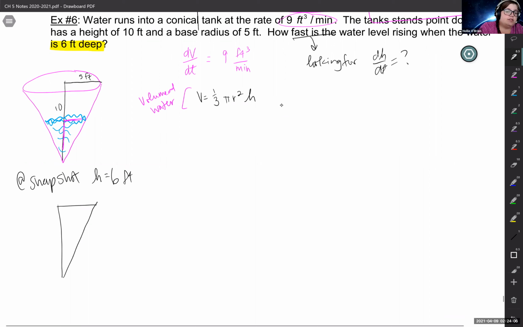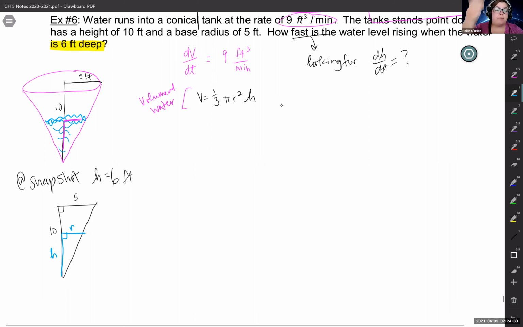Okay, so I know the overall radius of the cone is 5 and the height is 10. So I just took a little cross section, and it's going to be a right triangle. Throwback to geometry, we're going to use similar triangles and relate them. Now, the water level is going to have a certain height, which I'm going to call H, and R for the radius.